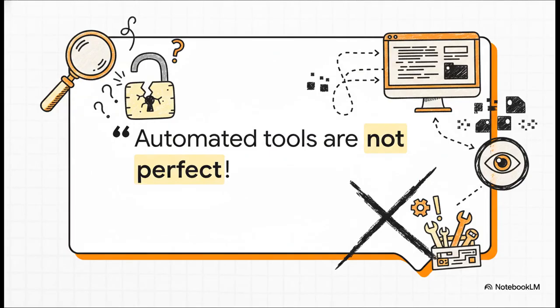And this brings us to a really crucial point. While those automated tools are awesome, they are not perfect. They aren't foolproof. They can definitely miss more complex or unusual bugs, which is exactly why a good detective never relies on just one tool. You gotta use everything in your arsenal.